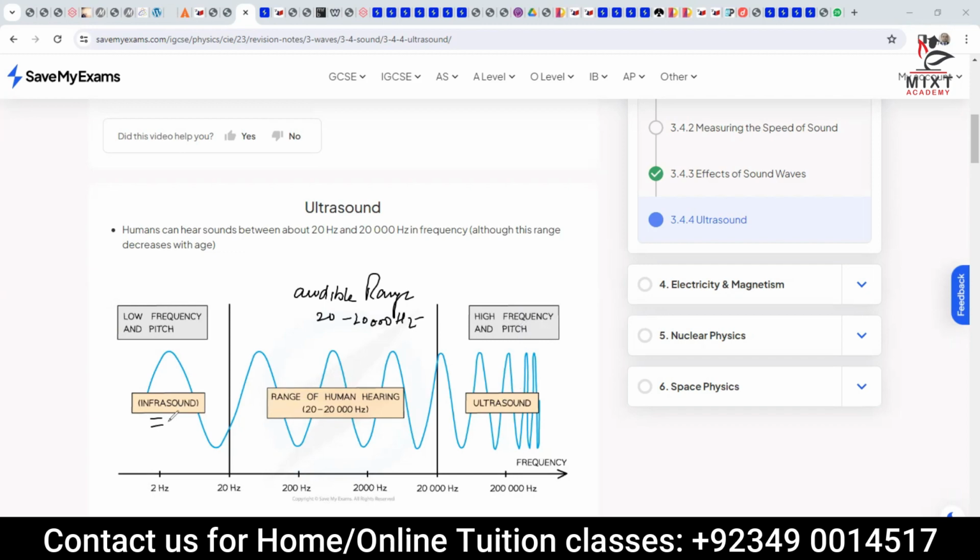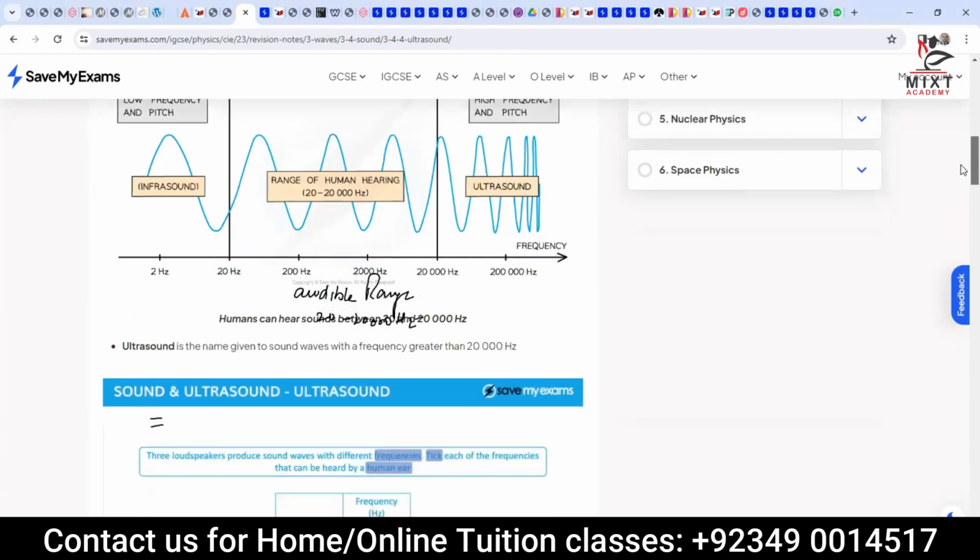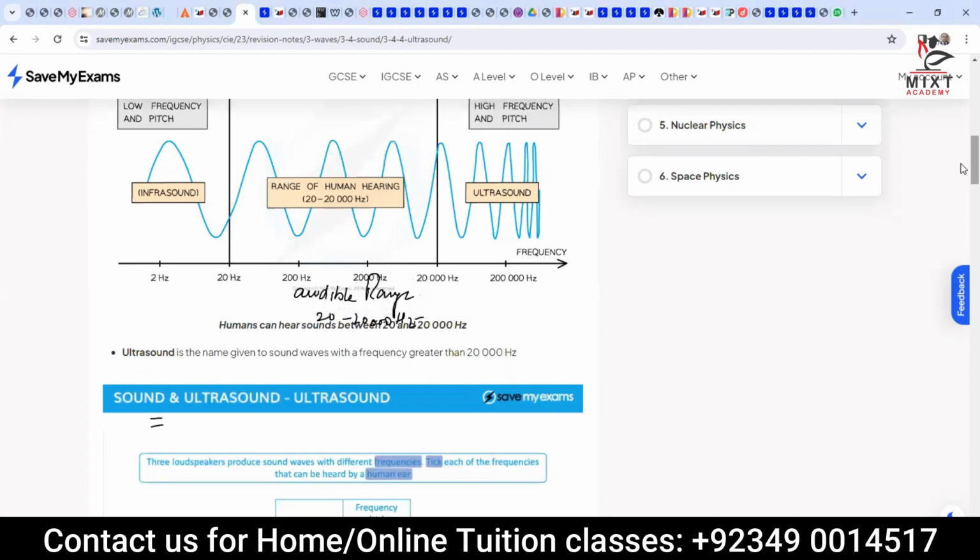Now, for what purpose are these ultrasound waves used? They are used to detect different types of things in the human body because they are sound. So ultrasound is a name given to a sound wave with a frequency greater than 20,000 hertz. Just write this quick definition and let me know that you have written that. Put a heading, ultrasound, and write this definition. Ultrasound is a name given to a sound wave with a frequency greater than 20,000.